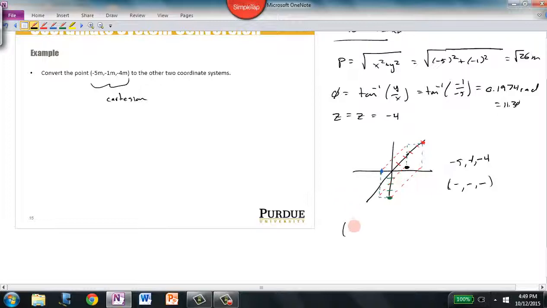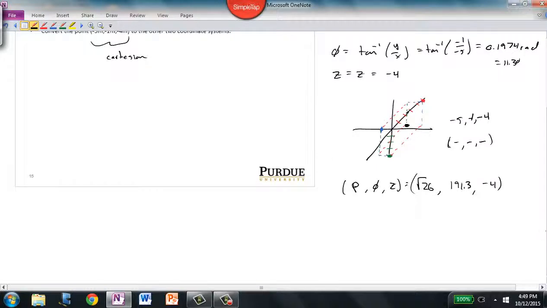And so that results in rho, phi, z being equal to root 26, and I'm just going to go with degrees here, comma 191.3, comma -4. So that's the conversion from Cartesian to spherical, or sorry, it's obviously not spherical, that's cylindrical. And then we're going to go to spherical.